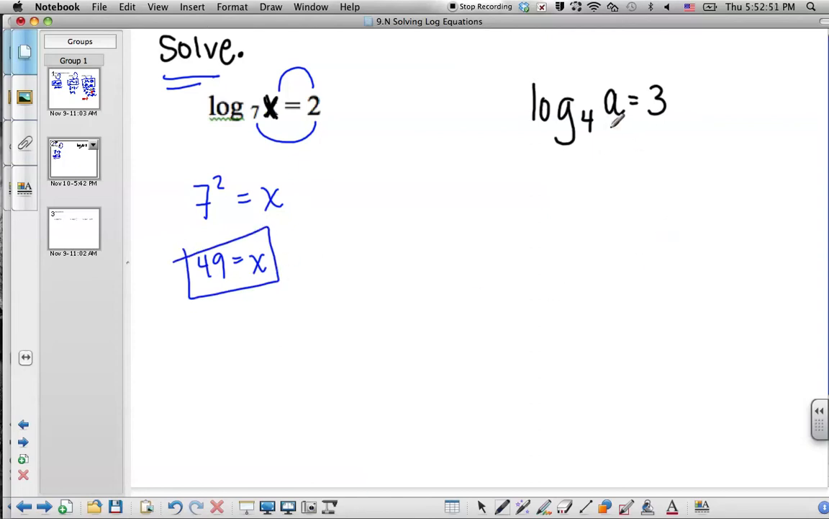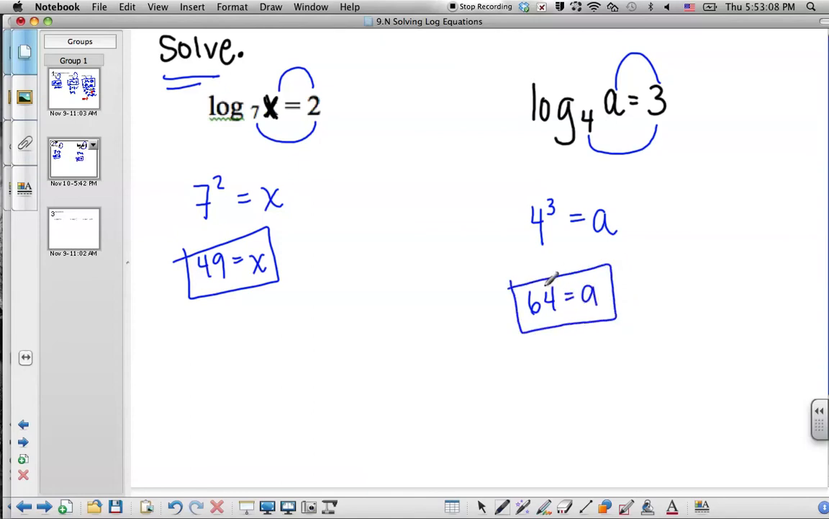Let's look at this one. Same thing. Start with the base of 4. This time our variable is a. It doesn't matter what our variable is. So we have 4 to the third equals a. And 4 to the third, I know that one by heart. It is 64. So a is 64. And we're done. Okay. These aren't so bad.